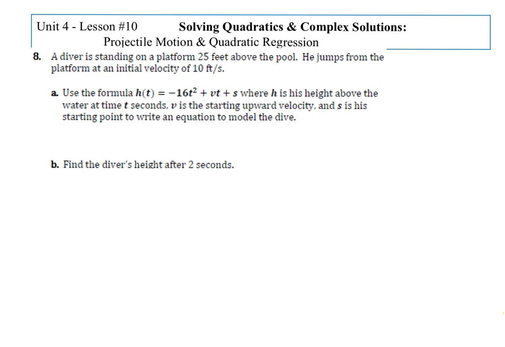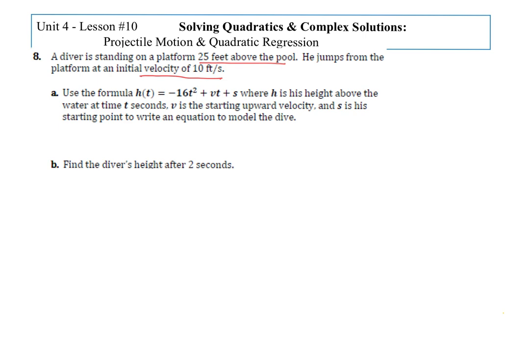All right, number 8. A diver is standing on a platform 25 feet above the pool. He jumps from the platform at an initial velocity of 10 feet per second. Okay, so we know that his velocity is 10 feet per second. His starting point was 25 feet above the pool.